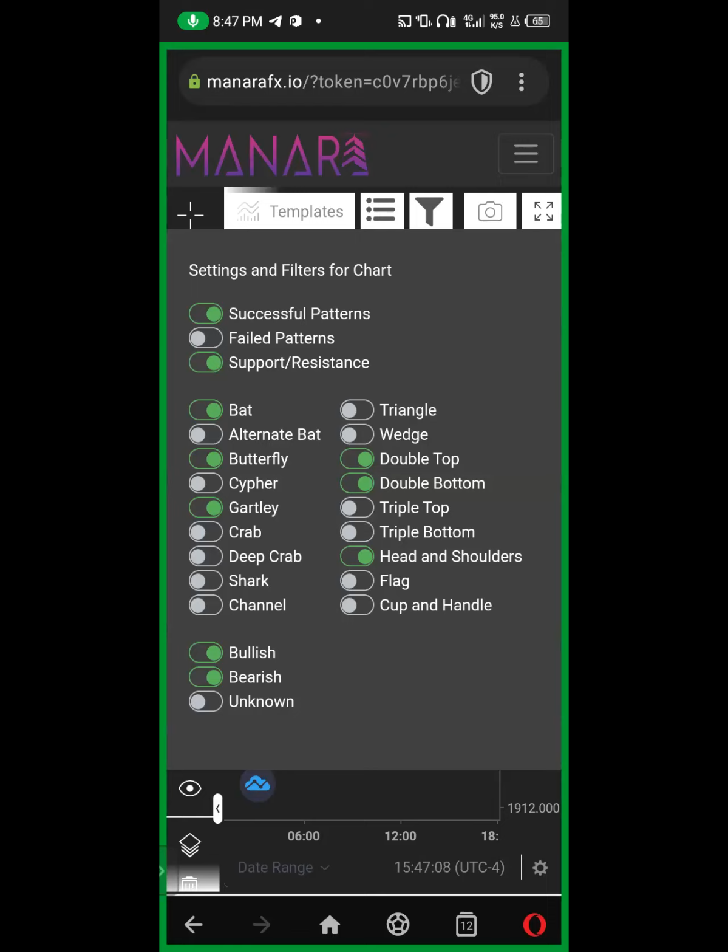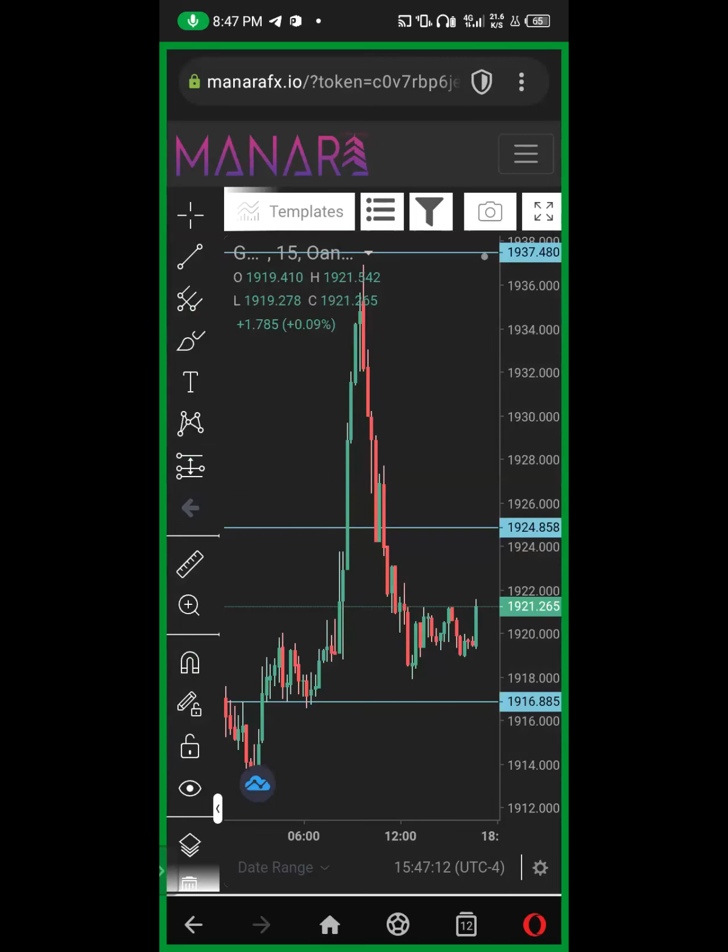Whenever you're done with this, you click the funnel again to save settings. So I tap the funnel, settings saved. You only do this once. Once you do it, it's already saved on your Manara FX platform. You don't need to go there ever again, as long as you're still subscribed.